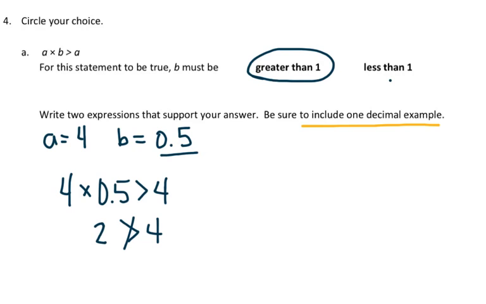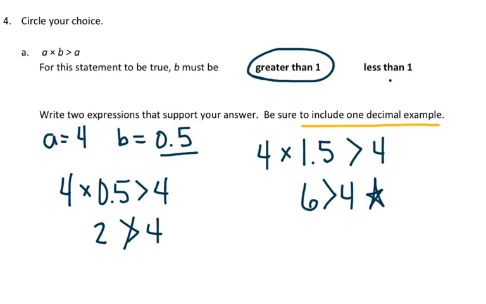Okay? So now I'm going to do an example. I have 4, and I'm going to multiply that by 1 and 5/10, or 1 1/2, and see if that is greater than 4. And then I know 4 times 1 1/2 is 6, and 6 is greater than 4, so that works out for that. So for this statement to be true, B must be greater than 1.